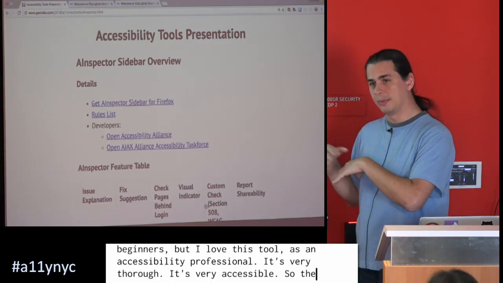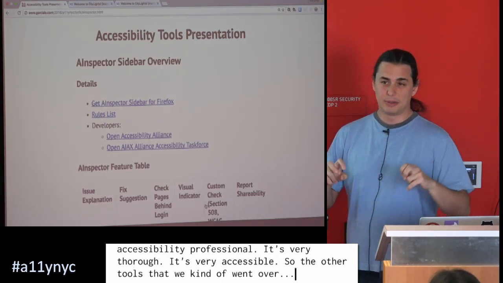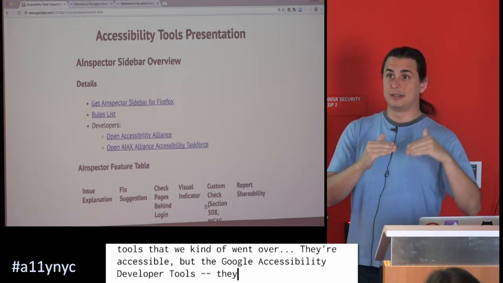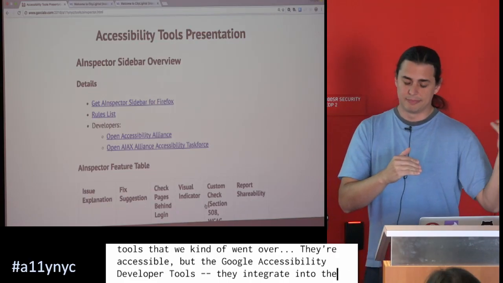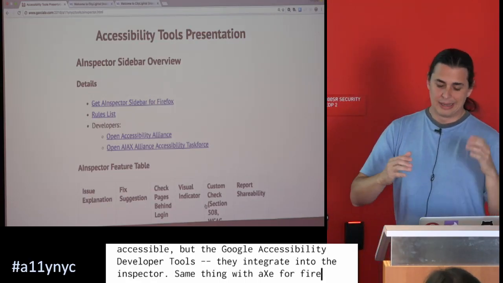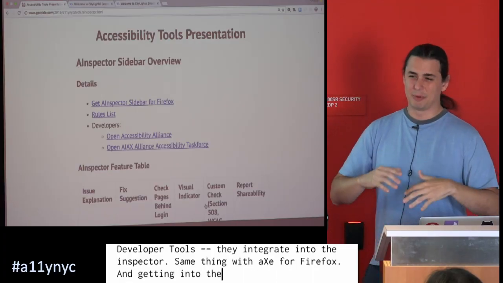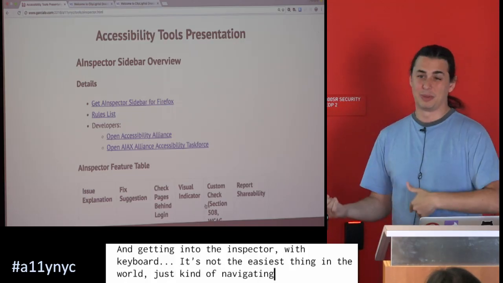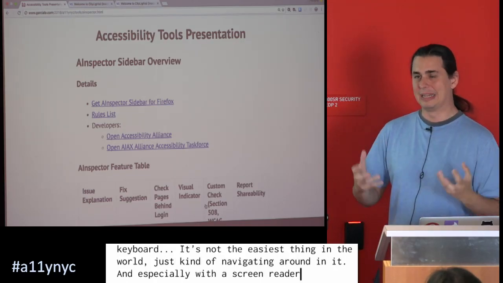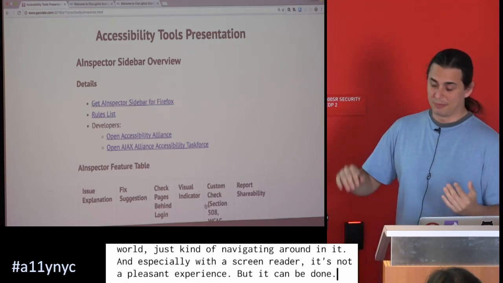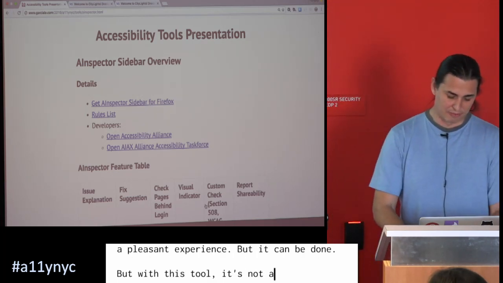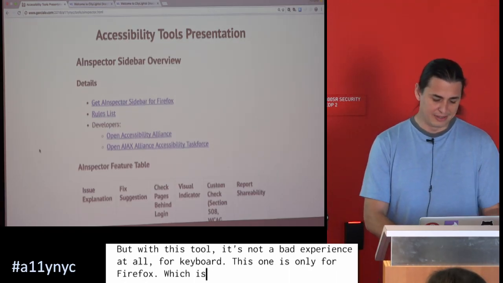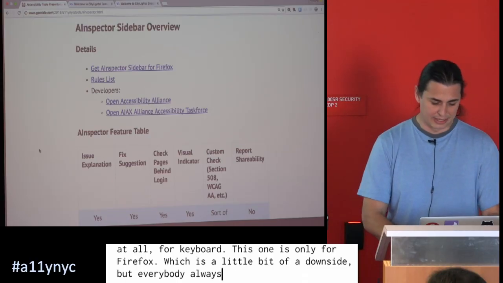So the other tools that we kind of went over, they're accessible, but the Google Accessibility Developer tools integrate into the inspector. Same thing with Axe for Firefox. And getting into the inspector with keyboard is not the easiest thing in the world, just navigating around in it. And especially with a screen reader, it's not a pleasant experience, but it can be done. But with this tool, it's not a bad experience at all for keyboard. This one is only for Firefox, which is a little bit of a downside, but everybody always uses multiple browsers, so it's not really a downside.